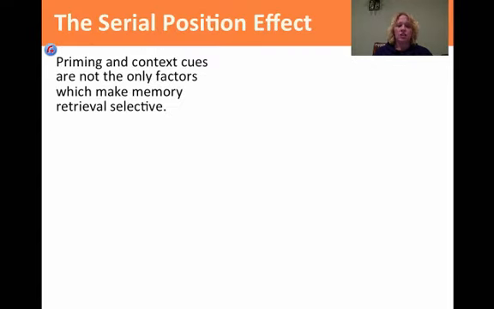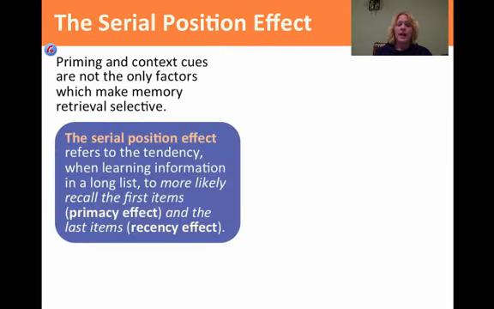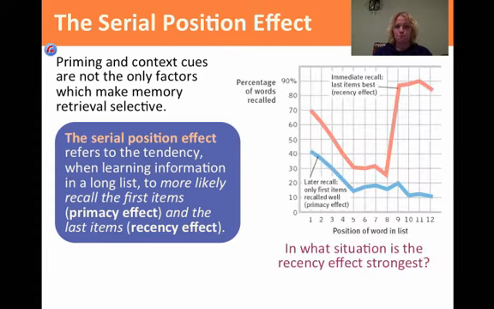Now, the last thing, the serial position effect. We played around with this in our memory Olympics. Priming and context clues are not the only factors which make memory retrieval selective. The serial position effect tells us that we remember the stuff at the beginning and the end, the primacy and the recency effects. Like we demonstrated with my shopping list, we remember the stuff at the beginning because we're ready, and we remember the stuff at the end because it was the last stuff we recalled. The stuff in the middle gets jumbled and confusing because we're overwhelmed, there's too much going on. But the serial position effect is a powerful effect that we need to understand in terms of how our memory and how retrieval of our memories work.